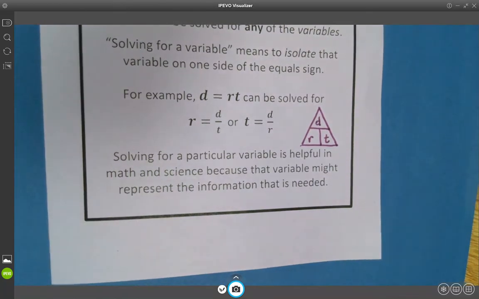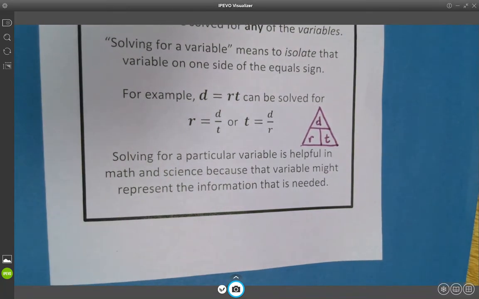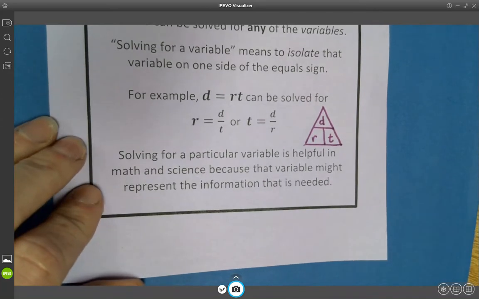Solving for a particular variable is helpful in math and science because that variable might represent the information that is needed.